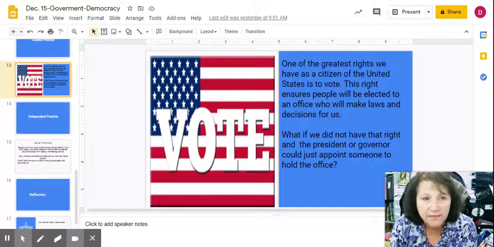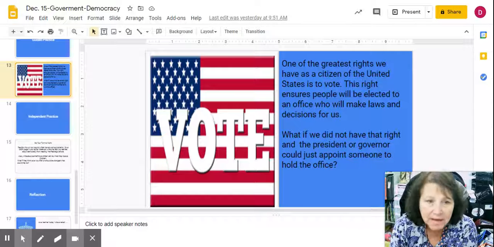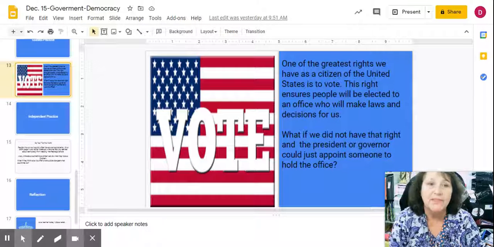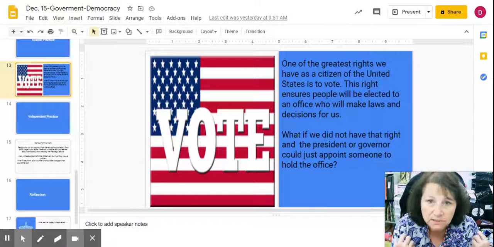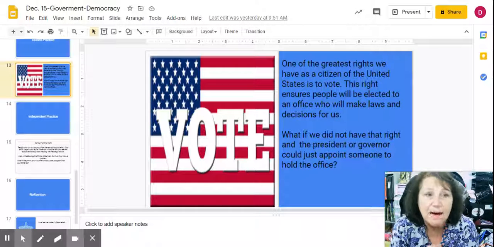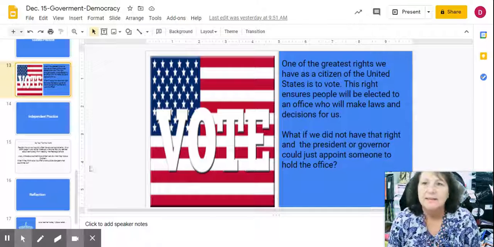Yes, we do have the governor running our state of Kentucky at the state level, but we also, at the federal level, the country level, have the president who runs our country.